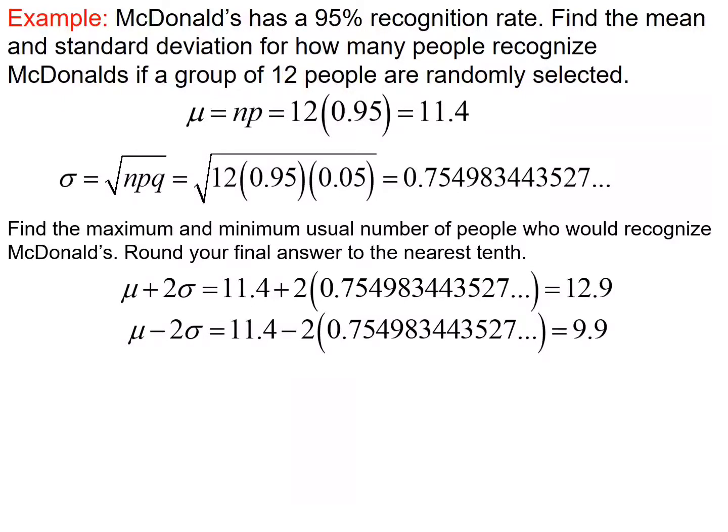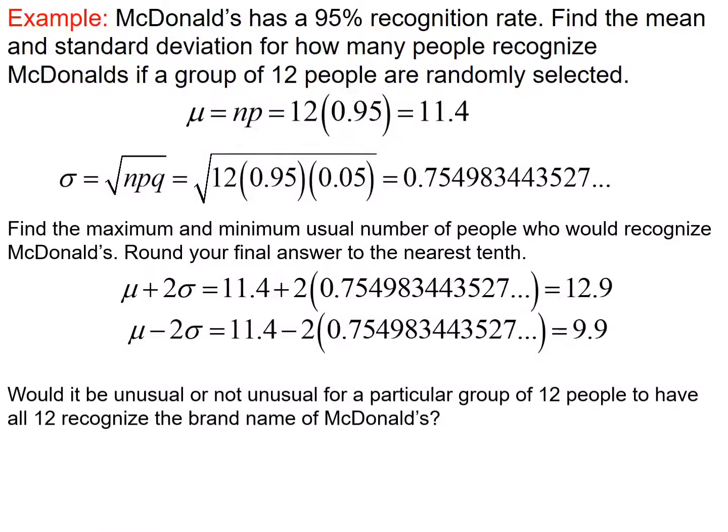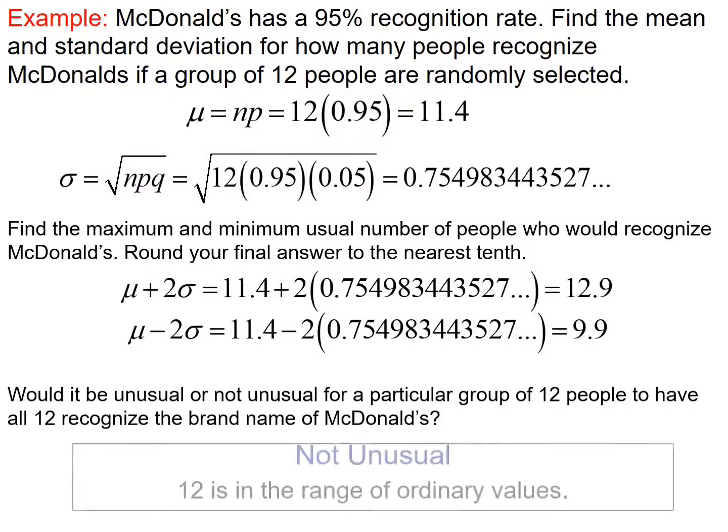So out of 12 people, it is unusual to find less than 9.9 people who know about McDonald's, right? And so in between would be a usual number. So usually if you ask 12 people, between 9.9 and 12.9 people will know. Would it be unusual or not unusual for a particular group of 12 people to have all 12 recognize the brand name of McDonald's? Well, it is not unusual, meaning it's usual. It's a double negative here. 12 is in the range of ordinary values. 12 is in between 9.9 and 12.9.